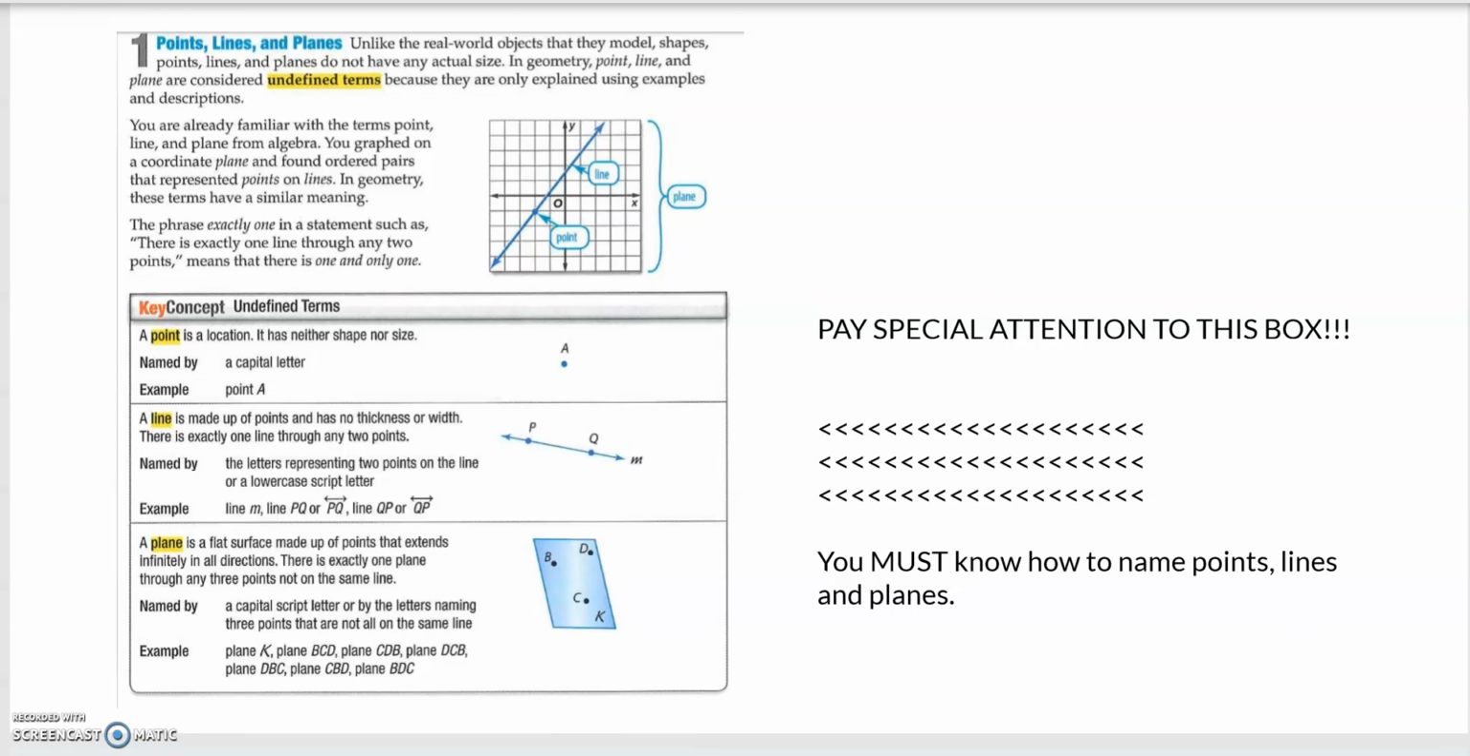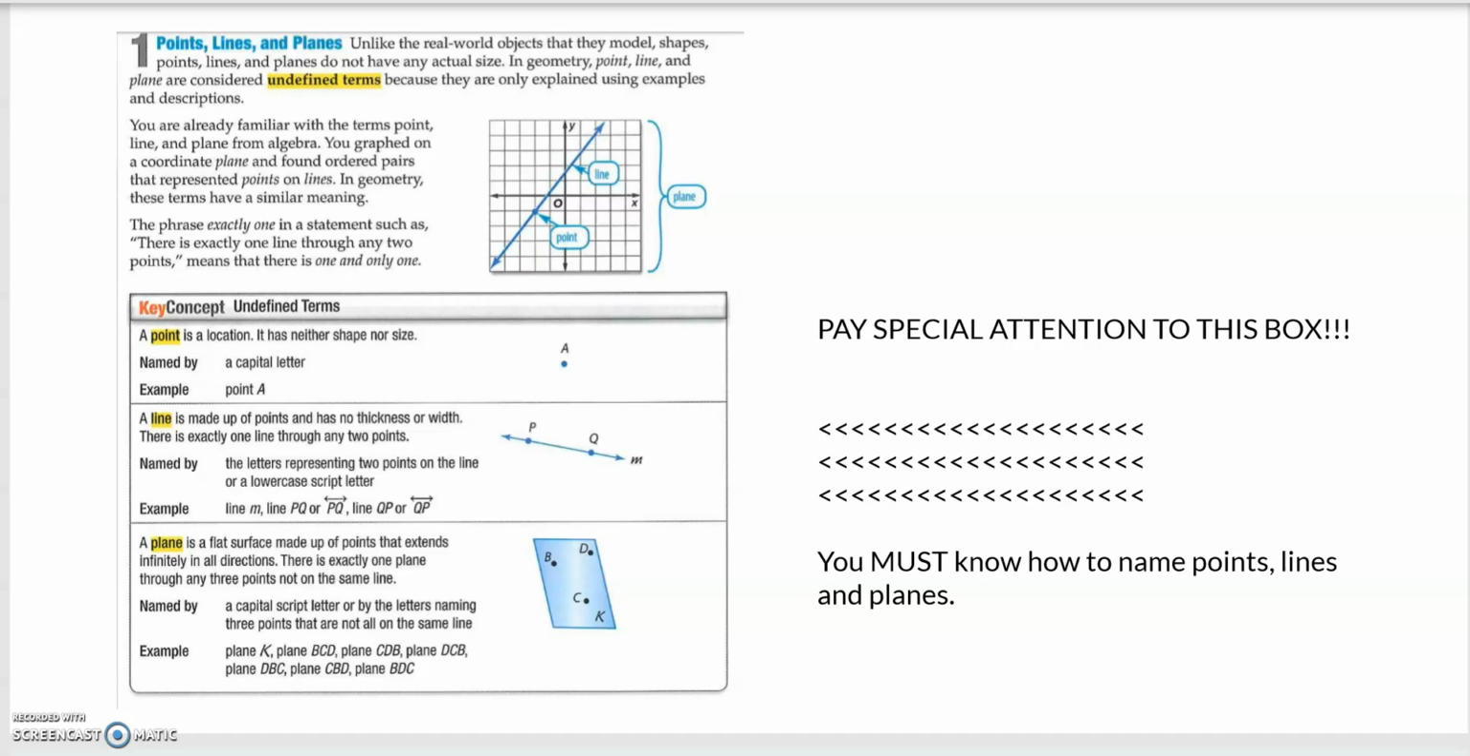This is a definition, explanation, and it's kind of small, but I'll hit those highlighted points. It says a point is a location. No size, no shape. It's just a location, and we label it with a letter. You can see the example here, point A. You put the letter next to the point. That tells you that thing is called point A.